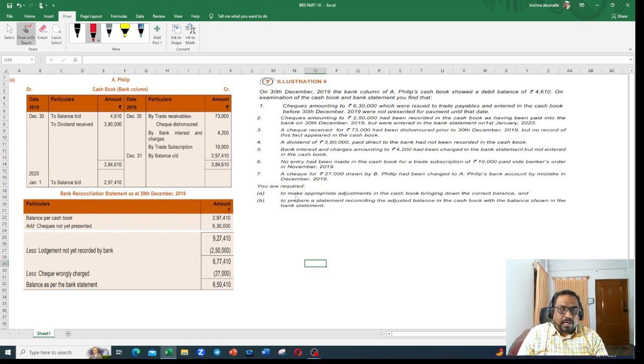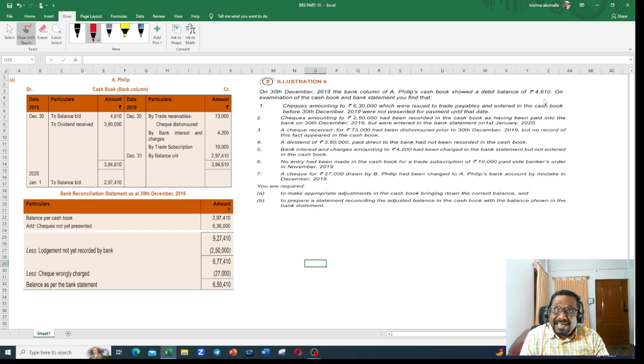So you are required to make appropriate adjustments in the cash book, bringing down the current balance, and to prepare the statement reconciling the adjusted balance in the cash book with the balance shown in the bank statement. Very simple thing we are going to do now. On 30th December 2019, the bank column of A. Phillips's cash book showed a debit balance of 4,610. So this is the debit balance.